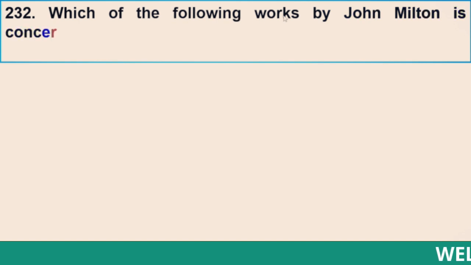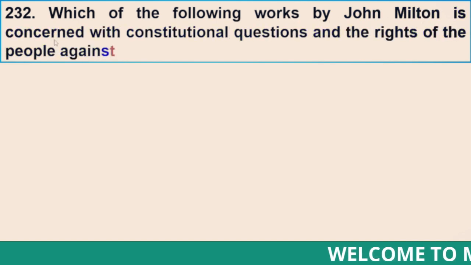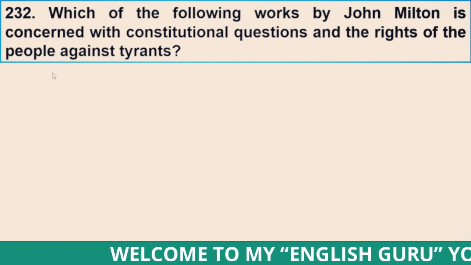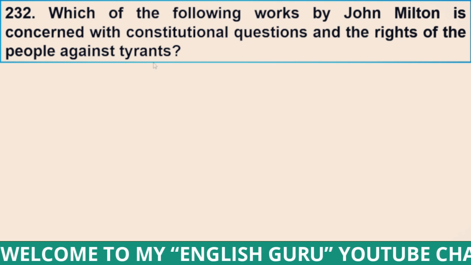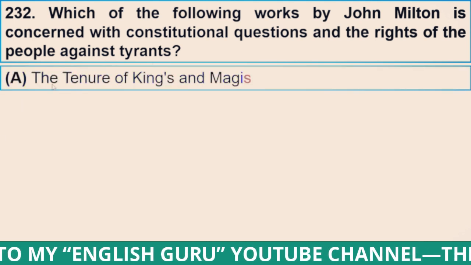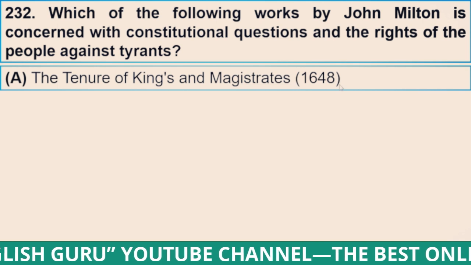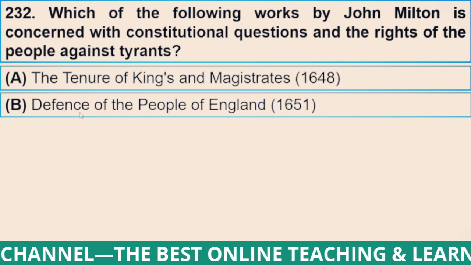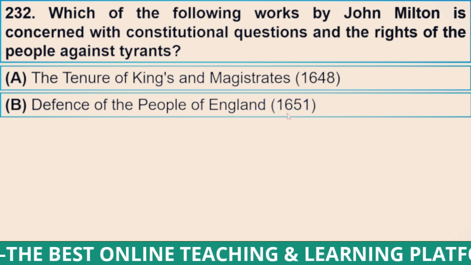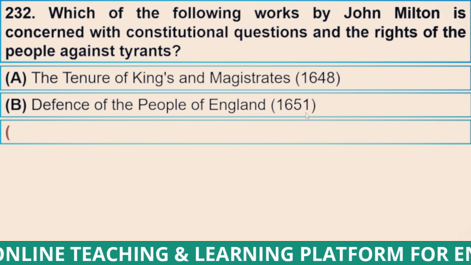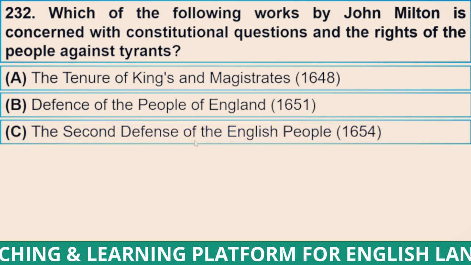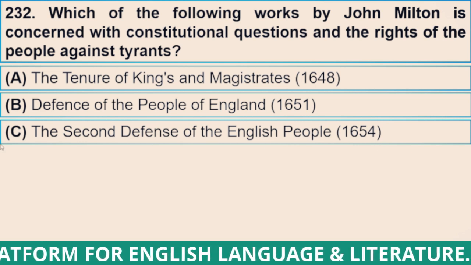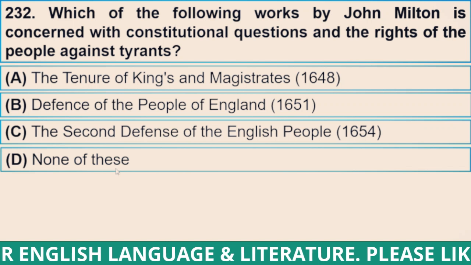Which of the following works by John Milton is concerned with the constitutional questions and the rights of the people against tyrants? Option A, The Tenure of Kings and Magistrates, published in 1648. Option B, Defense of the People of England, published in 1651. Option C, The Second Defense of the English People, published in 1654. And option D, none of these.